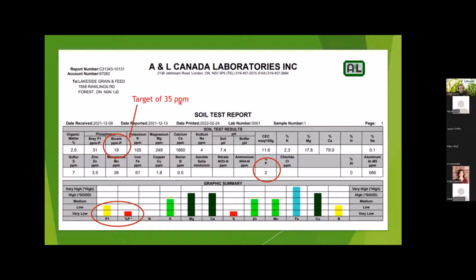Comparatively, this is a soil test here with the same sodium bicarb number of 19 ppm. Yet when you look at the percent phosphorus, what's actually available to the crop, it's considered very low. So in my mind, this soil is a lot more hungry for phosphorus based on that soil test. I might make a target on this one of 35 ppm. So again, it's important to look at percent P when making that recommendation.